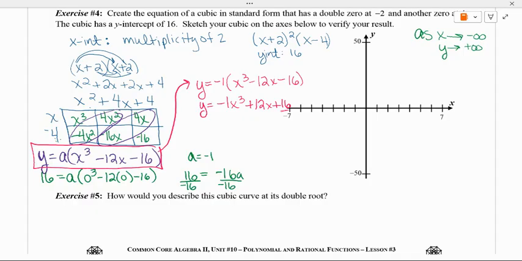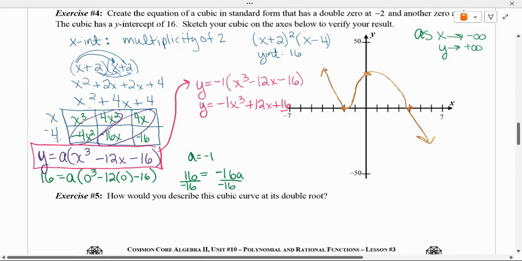So let's plot our roots. I have a double root at negative 2. What happens when we have a double root? What dance move does a power of 2 make? A bounce. You're amazing. It makes a bounce. So as x gets really small, y is actually going to go in the positive direction. So I have to do some kind of bounce here. And I have to cross at positive 16. So my function is going to look something like that.